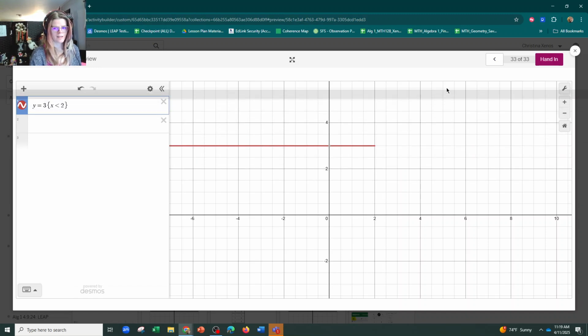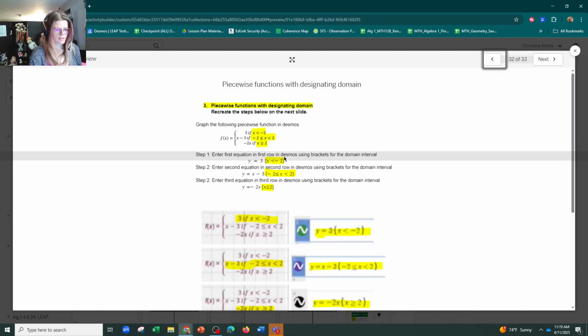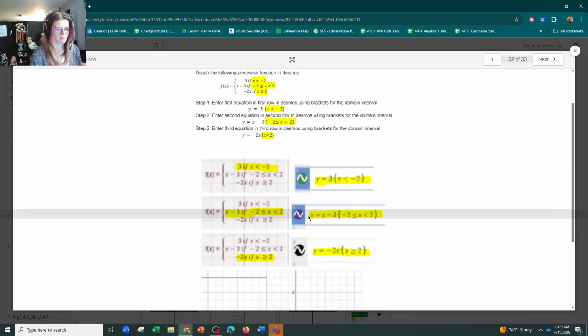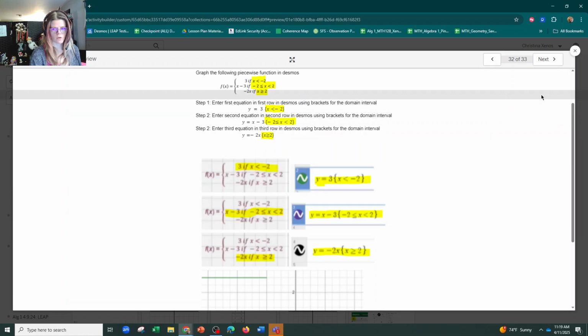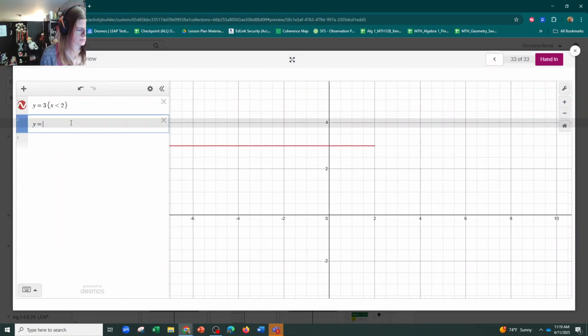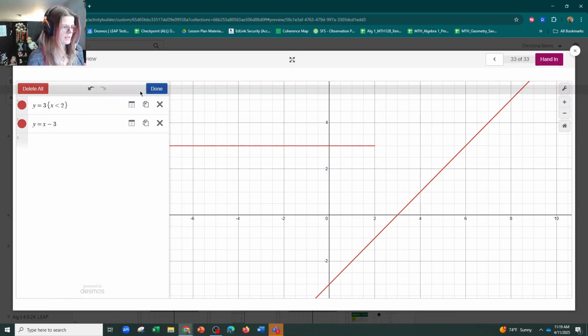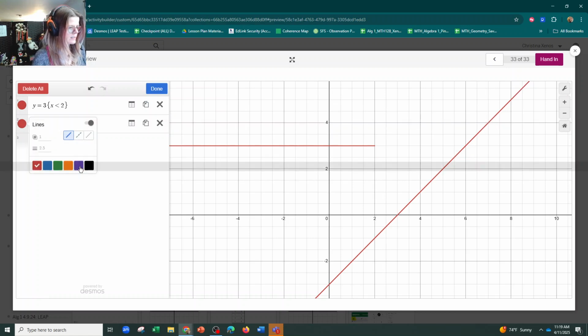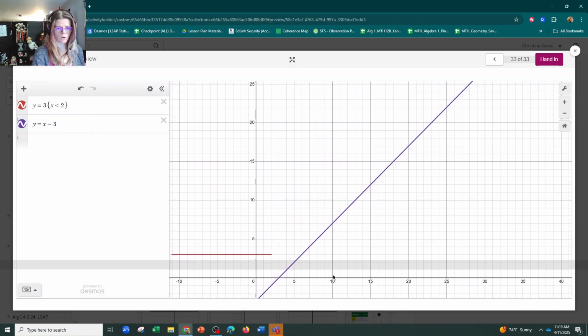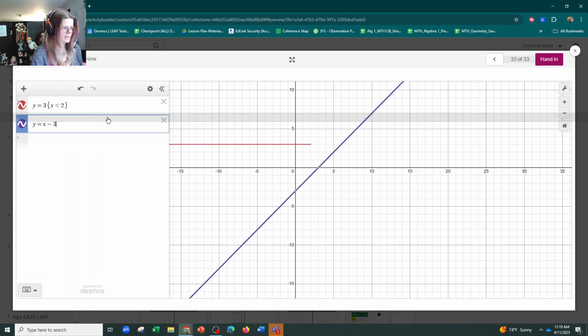Next, let me go back to the second one. So our second one is x minus 3, but we want from negative 2 to 2. So y equals x minus 3. Notice I'm going to change the color. I like doing different colors here so it's easy to see the difference. Notice how this gives me the full line, the whole thing. But we're going to limit that domain. We're going to use a curly bracket.